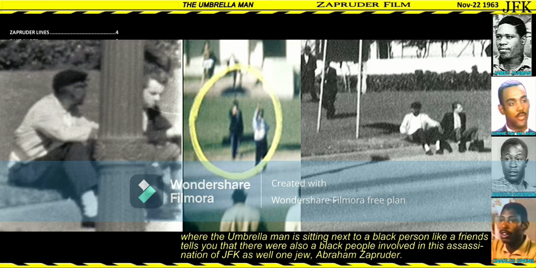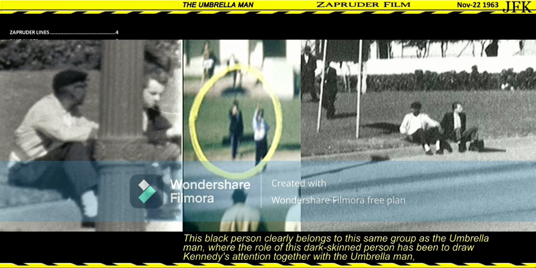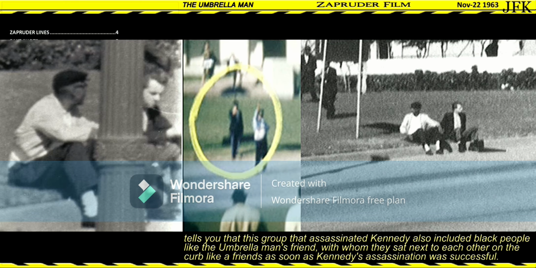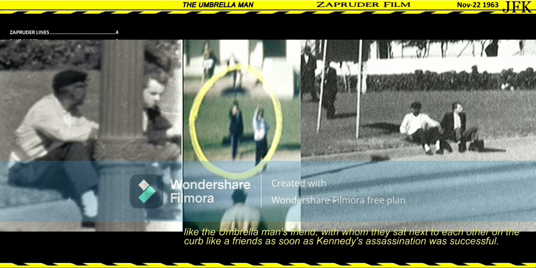one Jew, Abraham Zapruder. This black person clearly belongs to this same group as the Umbrella Man, where the role of this dark-skinned person has been to draw Kennedy's attention together with the Umbrella Man, tells you that this group that assassinated Kennedy also included black people like the Umbrella Man's friend, with whom they sat next to each other on the curb like friends as soon as Kennedy's assassination was successful.